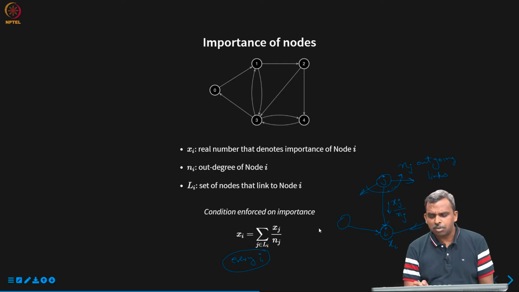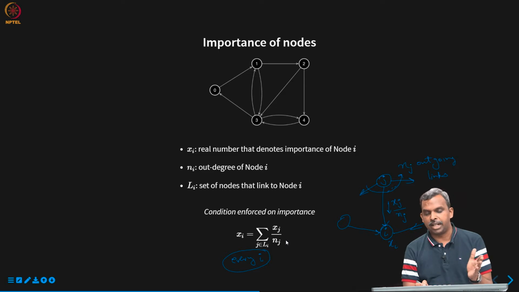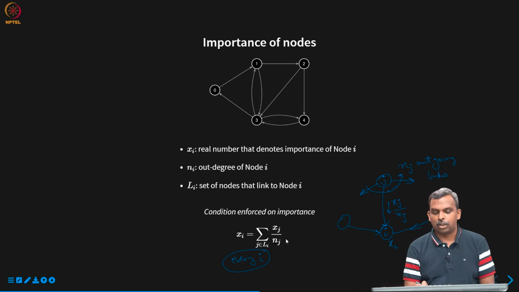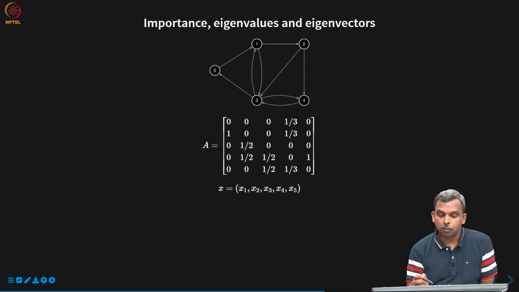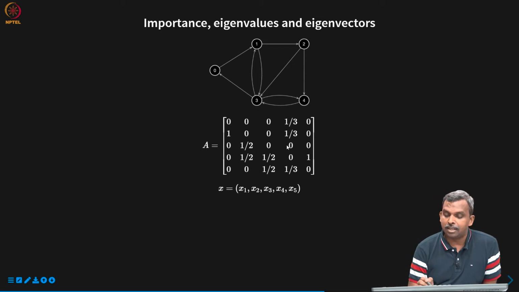And if it is, it seems to be a reasonable metric. If you associate importance with being connected to other important nodes, then this is a good metric for that situation. But is there a vector like this? Can it be computed efficiently? All of those things one needs to look at. That's where linear algebra and eigenvalues and eigenvectors will help you. Let's see this a little bit more closely. So what you can do is define a matrix A in this fashion.